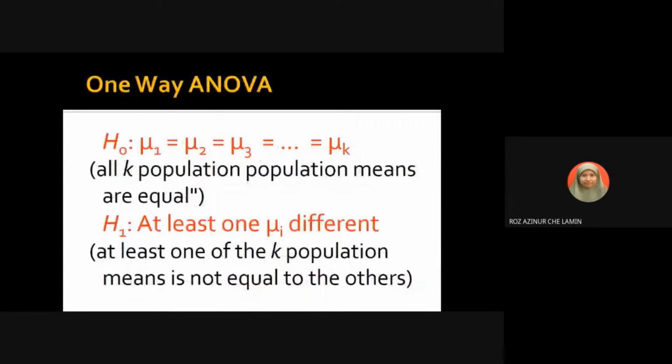For one-way ANOVA, the null hypothesis is that all K population means are equal, where K means we don't know how many groups. While the alternative hypothesis is that at least one group or one population is different, or at least one of the K population means is not equal to the others.